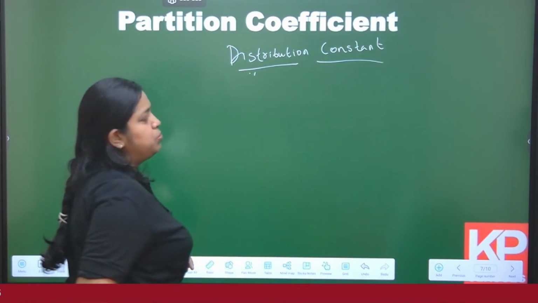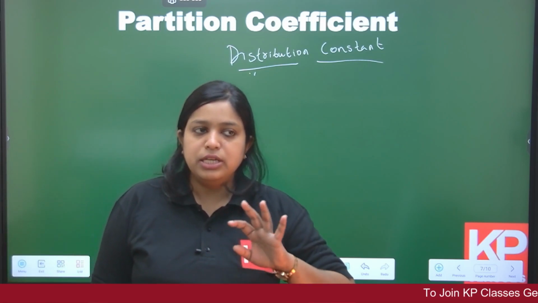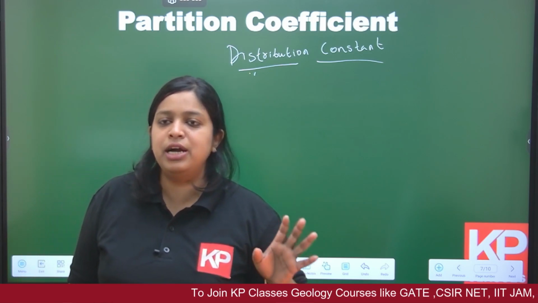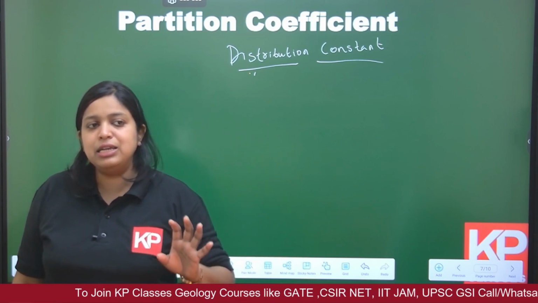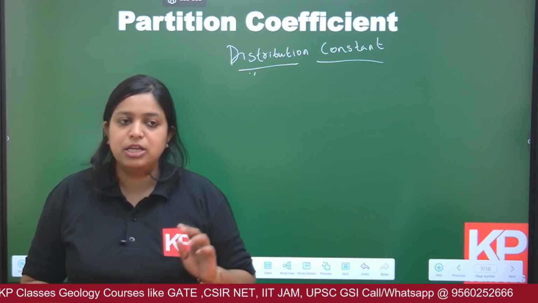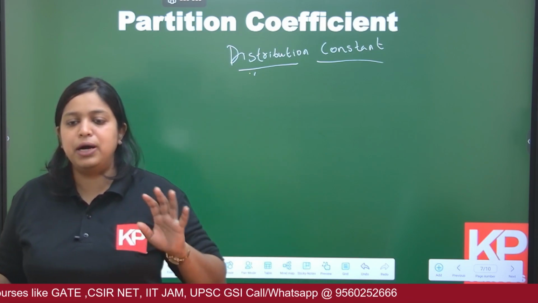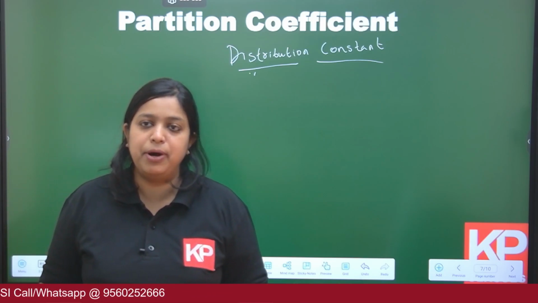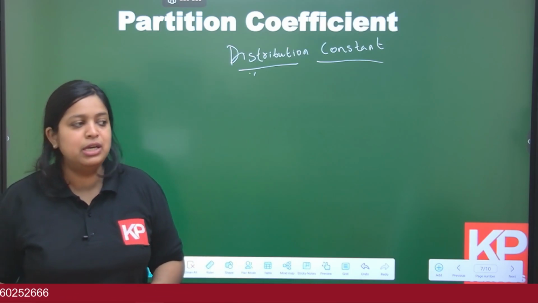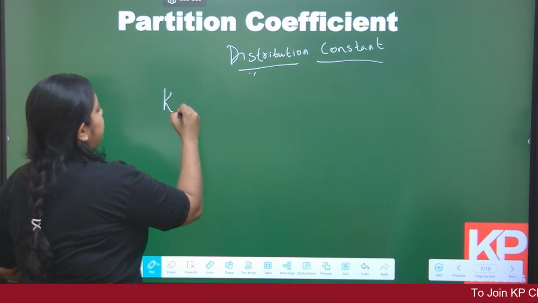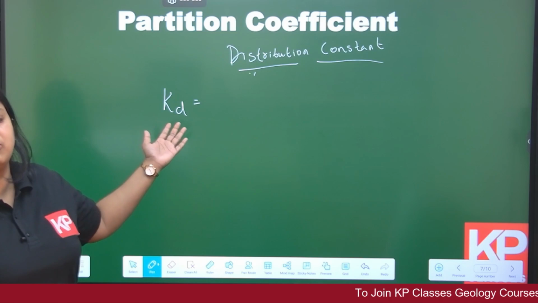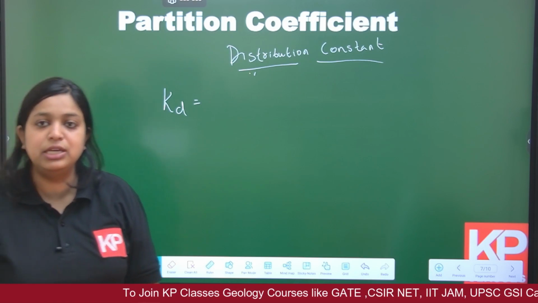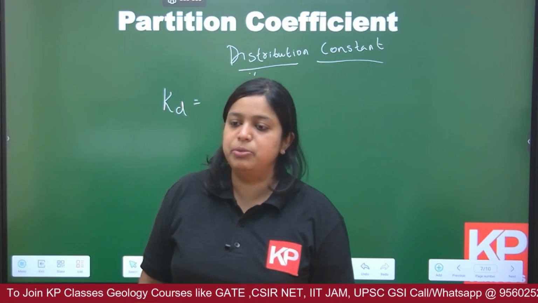Partition coefficient or distribution constant. Simple. The chemical fractionation of a trace element, of an element, unevenly under equilibrium condition, is defined by the partition coefficient or distribution constant, which is notated by the letter KD. In different textbooks, they use different ways to represent the terminology partition coefficient or distribution constant. Here I use the term KD.